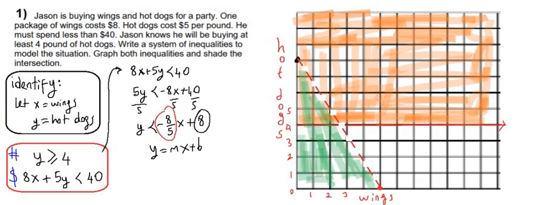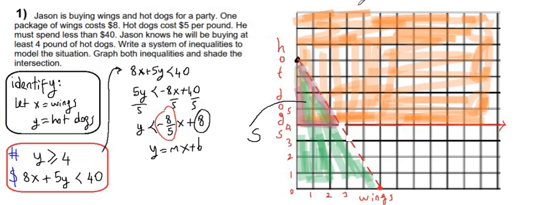Now, which zone is double shaded? Yes, this zone is double shaded. This is the double shaded zone. So this is our solution set or feasible region. So any point in this region is a solution.